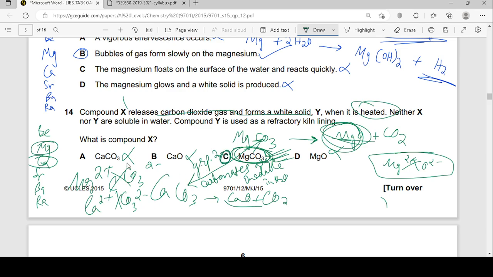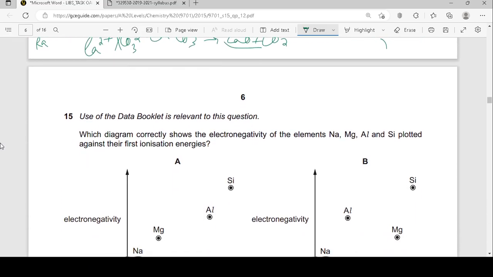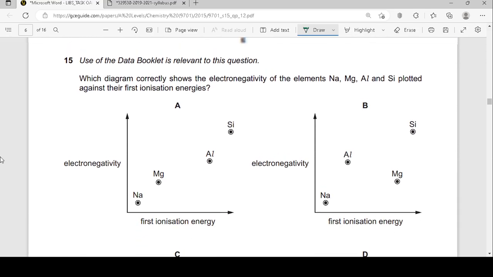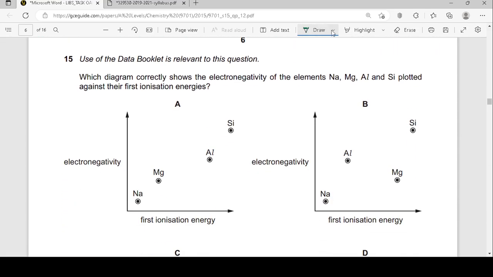CaO, I guess it's likely soluble because how else would you get Ca(OH)2, right? Or should I say more than slightly? Anyways, you should check things like solubilities yourself, but I'm going to say the answer is C.